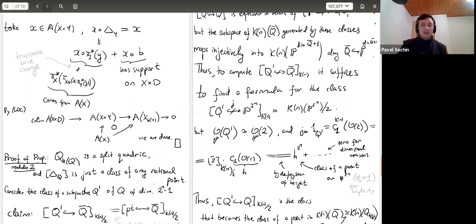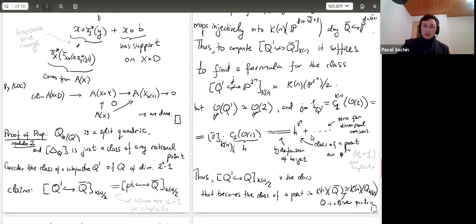because the height is equal to n, when we look at this power series modulo 2, it starts with h to the power 2^n, which is the class of a point on the projective space. There would have to be additional summands, but in this case they all vanish because their codimensions are too big. So yeah, this proves the claim. So this is the class of a point in Morava K-theory.